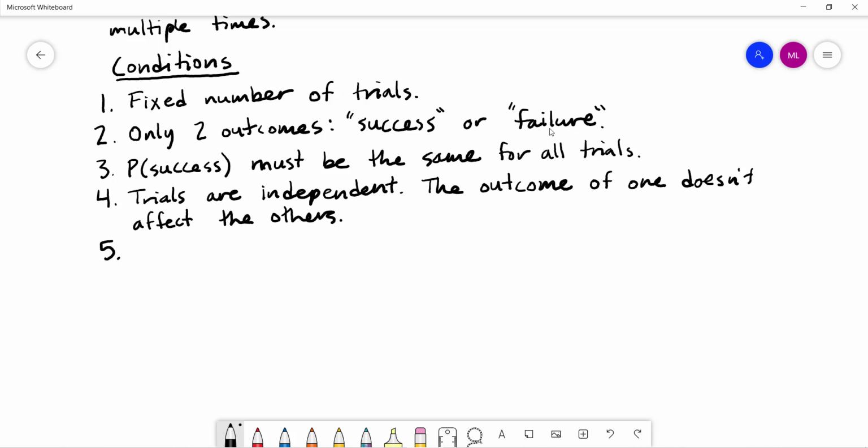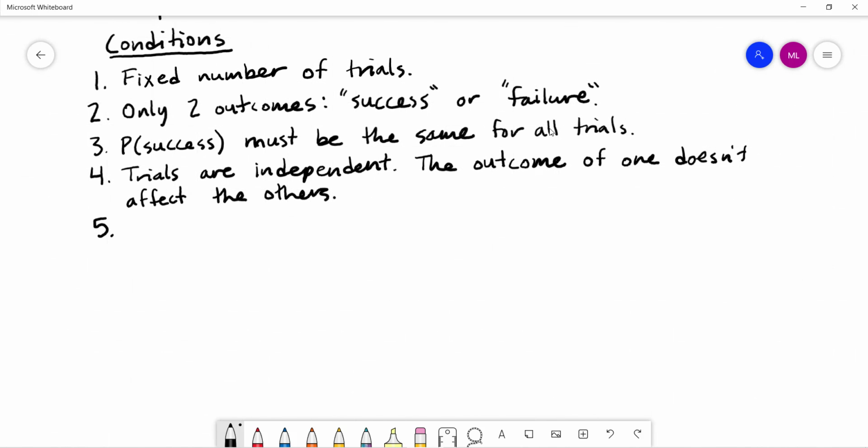And the last condition is we need to define our random variable very carefully. We need to let x be the number of successes.